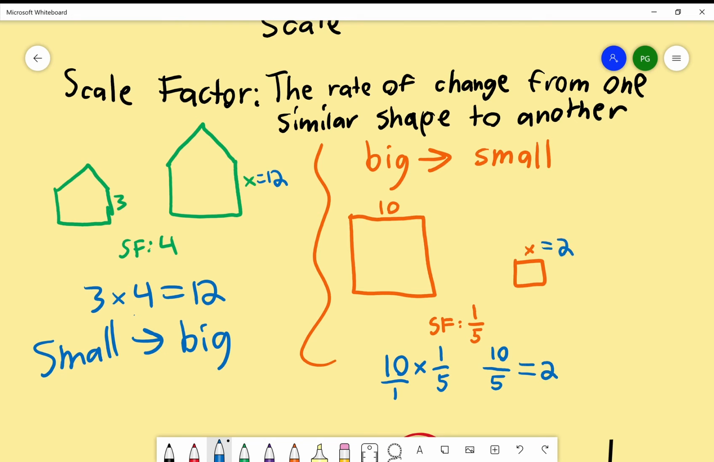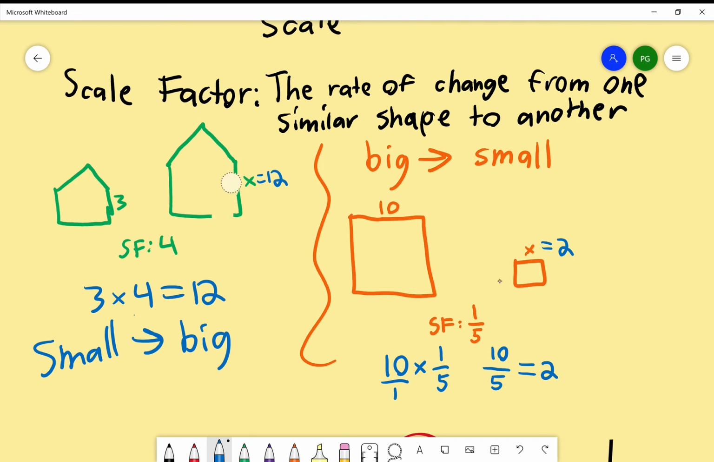Your X is 2. Please notice in this example, on the left-hand side of the screen, when you're looking at the green shapes, when you were moving from a small shape to a big shape, your scale factor was just a normal number and you multiplied. On the right-hand side, when you're looking at the orange shapes, when you're going from a big shape to a small one, your scale factor is always going to be a fraction. You're still multiplying, but it's going to be a fraction. So obviously, when you're going from big to small, your new number is going to be a little bit smaller.